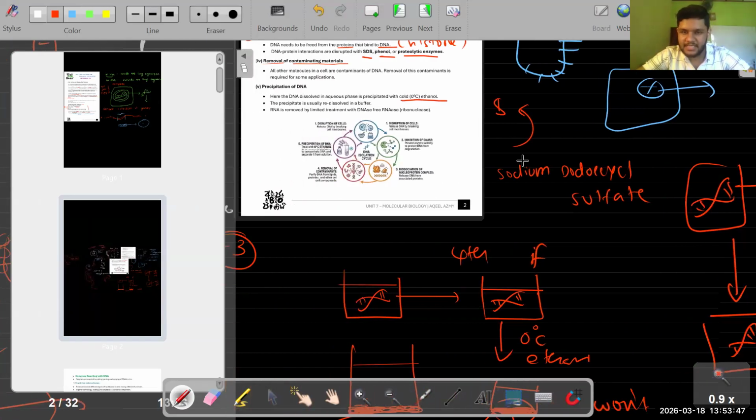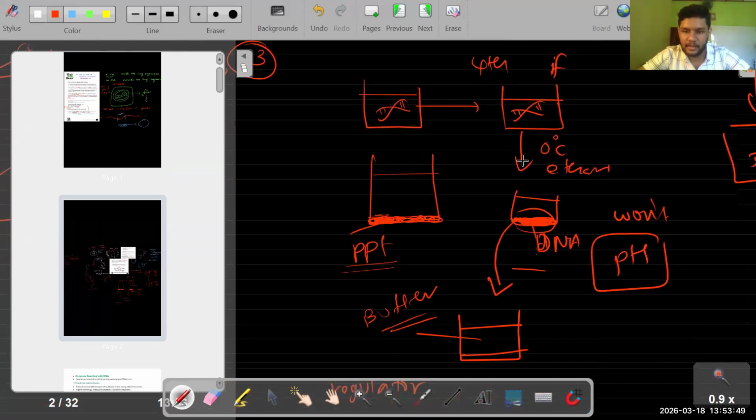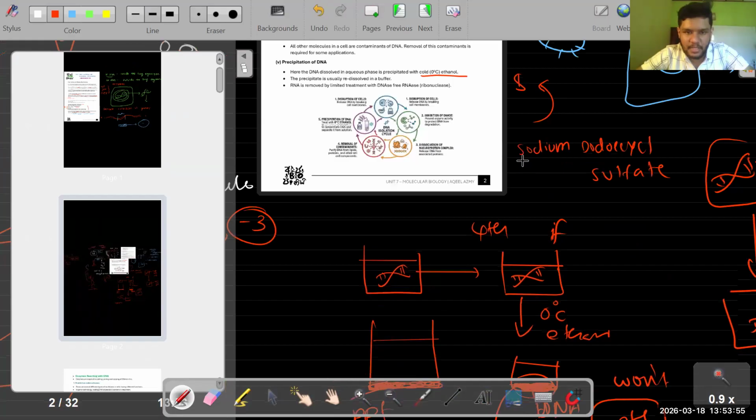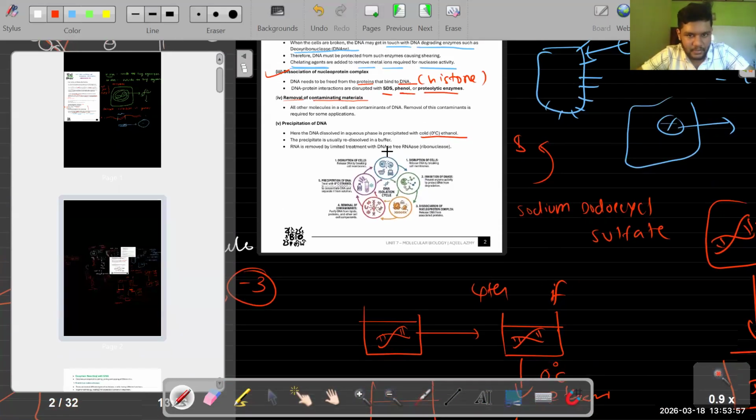To prevent those changes, what we do is dissolve it in a buffer. What the buffer will do is regulate the pH. It will maintain that pH and prevent changes in pH. Is it clear? So simply, buffer here means a pH regulator. They won't ask what is the function of buffer and everything. Here it is acting as a pH regulator.